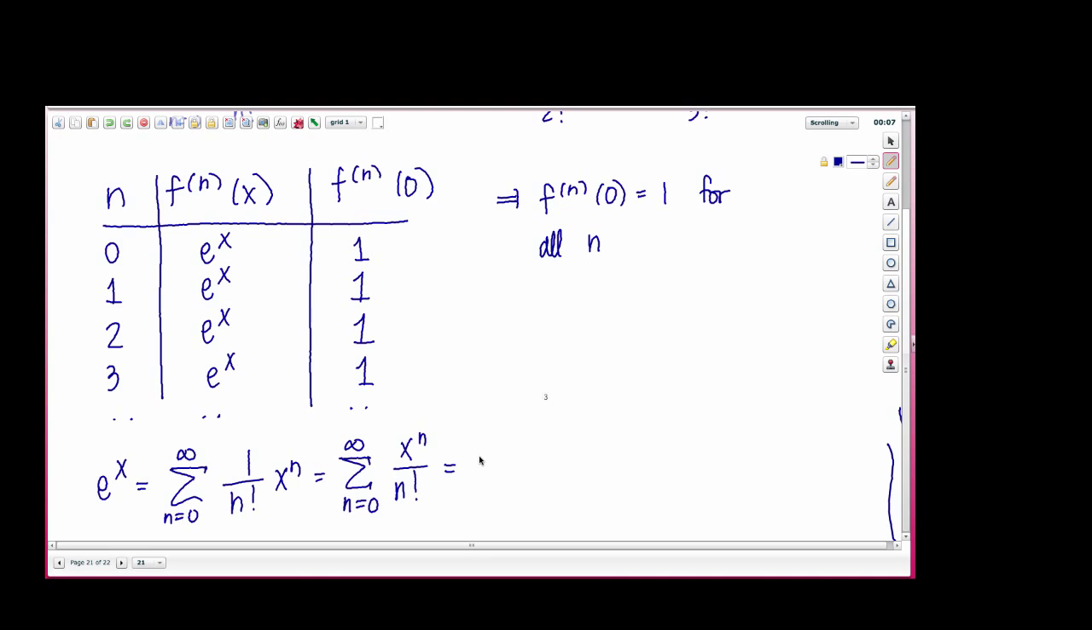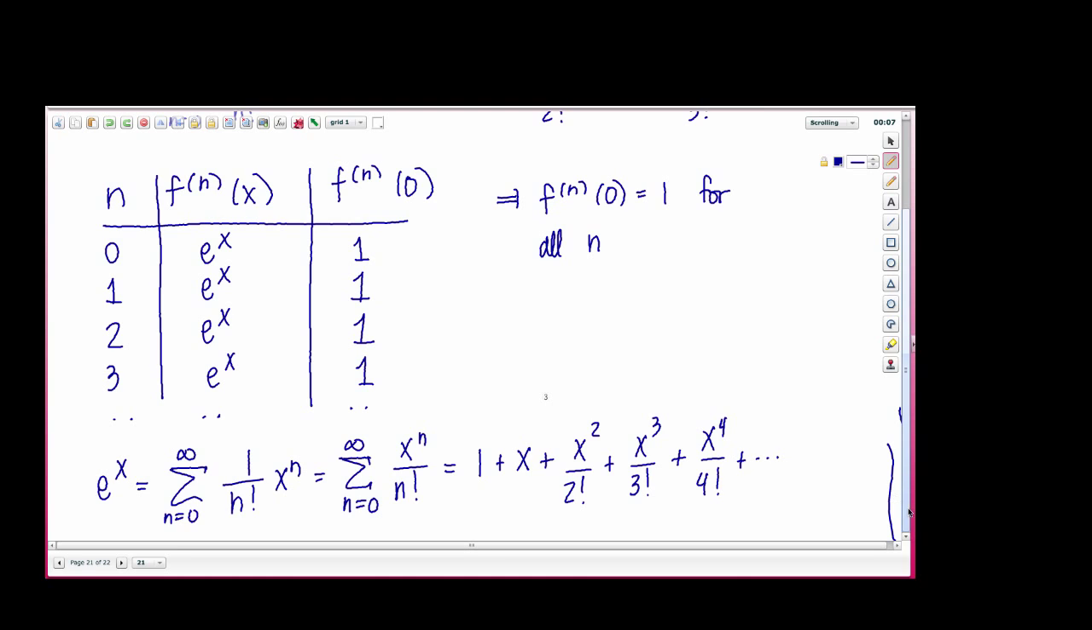And if we write out the terms, this is 1 plus x plus x squared over 2 factorial plus x cubed over 3 factorial plus x to the 4 over 4 factorial, etc. And this just goes on and on.